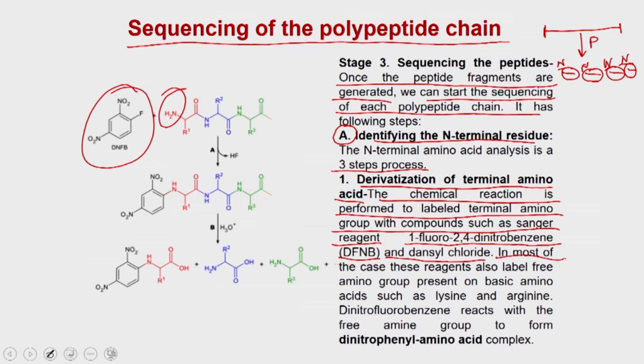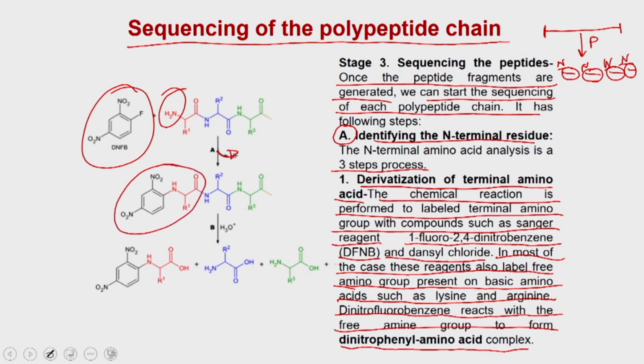In most of the cases, these reagents also label free amino groups present on the basic amino acids such as lysine and arginine. So, the dinitrofluorobenzene reacts with the free amino groups to form the dinitrophenyl amino acid complex. Once you do that, there will be a release of hydrogen fluoride, and then it is going to form the complex with the terminal amino group. So, that is the first step, derivatization of the terminal amino acid.